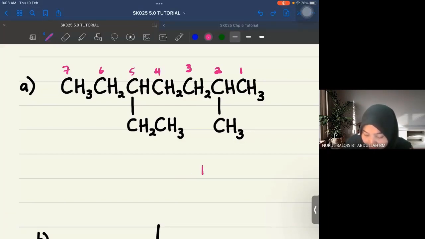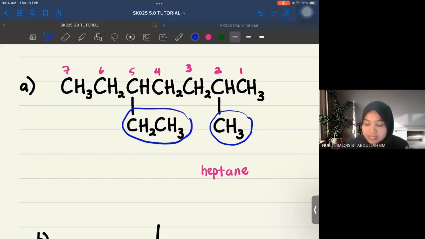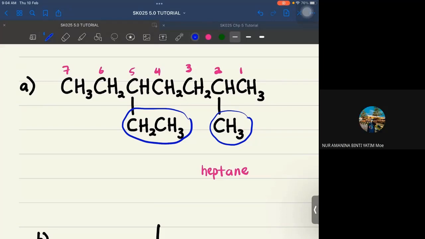We have heptane. Okay, and then what about the substituents? You have substituents on which carbon? 2 and 5. So their name is the same or different? 2 and 5.